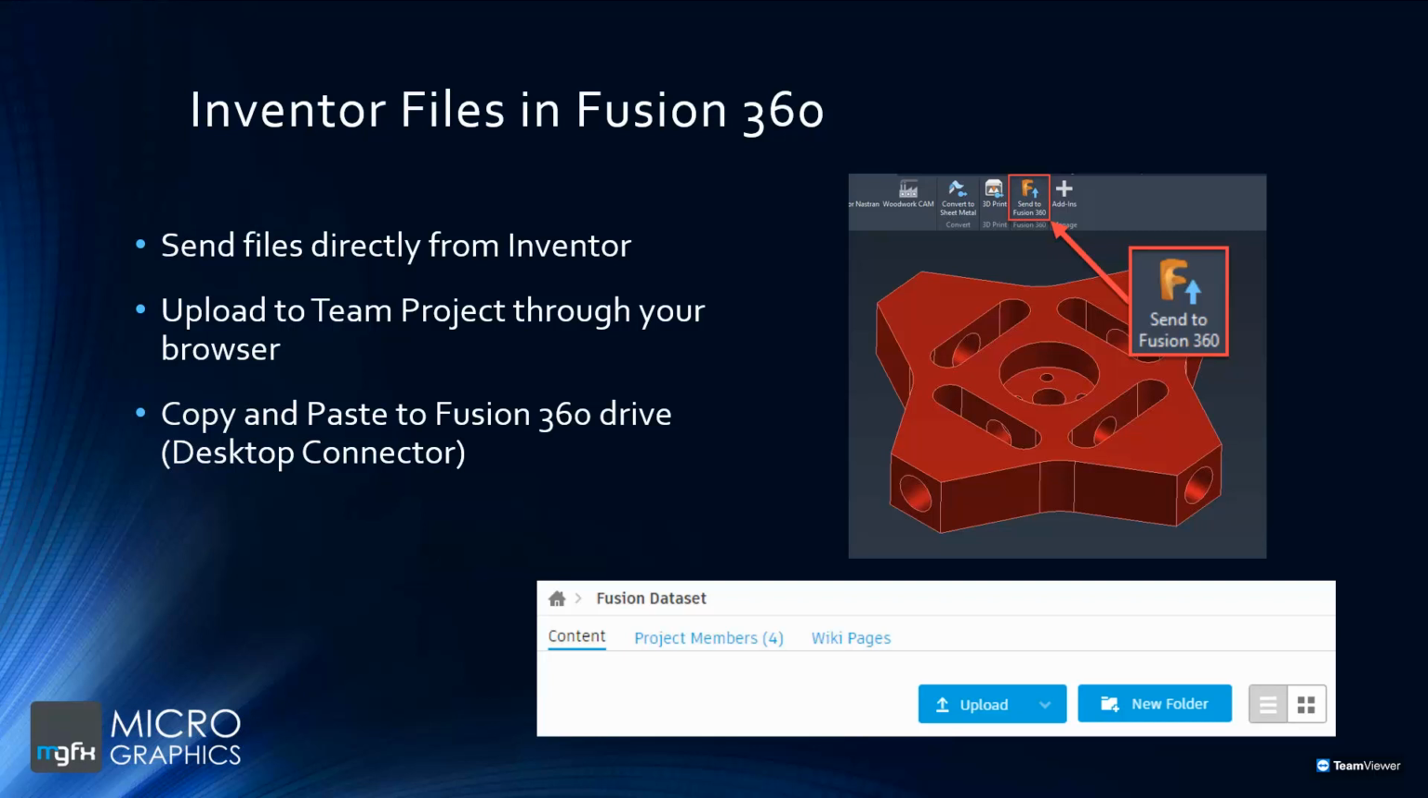The second way of doing this would be to upload the files directly to the team project through your web browser. And you can also copy and paste your designs or your files into the Fusion 360 drive, and the desktop connector will handle that copy and paste process. So here we see the two options, Send to Fusion 360, as well as from the online side, we have the upload option as well.